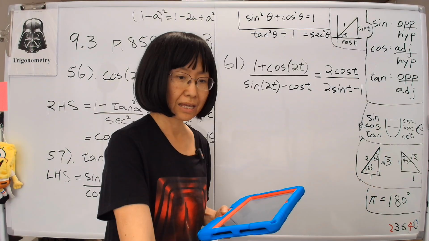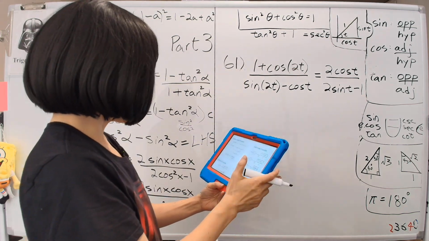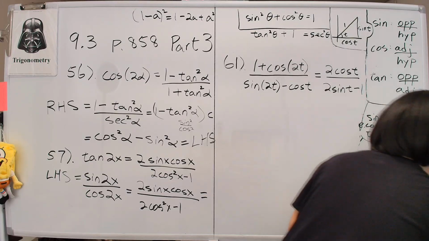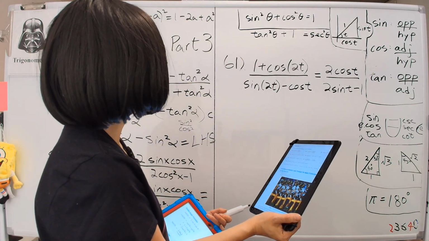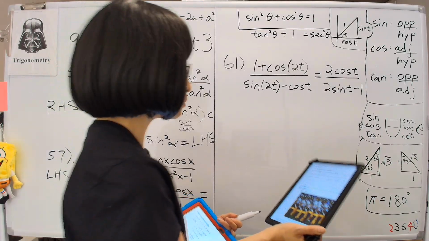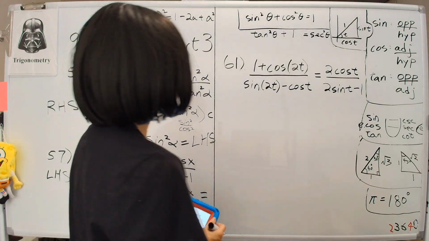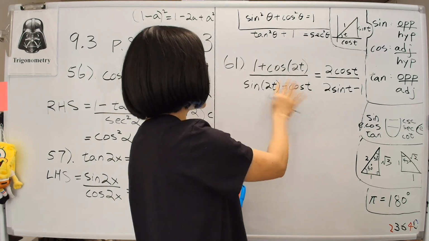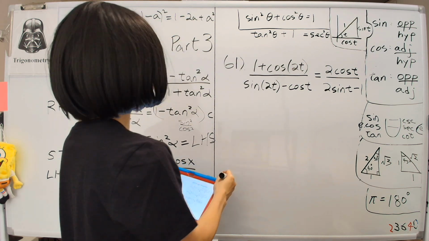Next, let's do problem 61. Okay, problem 61, we have (1 plus cosine 2t) over (sine 2t minus cosine t) equals 2 cosine t over (2 sine t minus 1). All right, that should be okay. Let's start on the left side, because this side looks more complicated, and we'll work with it and see if we can reduce it to look more like the other side.